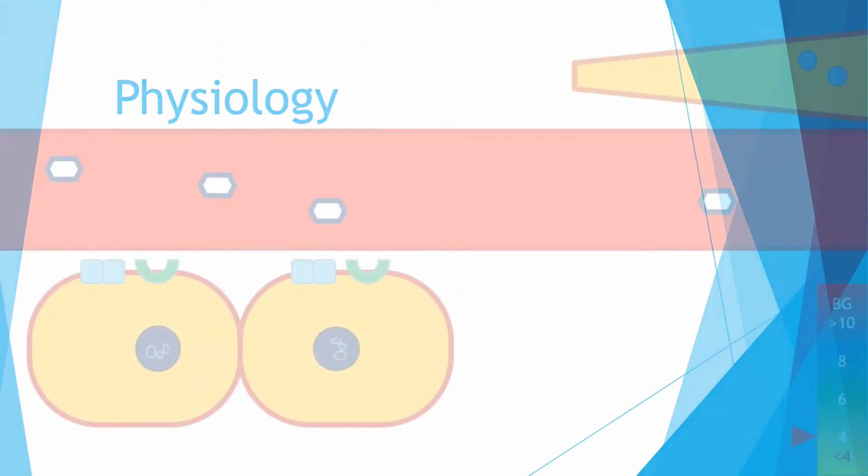Physiology of diabetes. First, let's say this is your blood vessel, and here are some blood sugars in our blood. This is our pancreas, and the pancreas creates insulin. And here are our body cells. This is the insulin receptor, which controls the glucose transporter, which is an enzyme on the cell membrane.